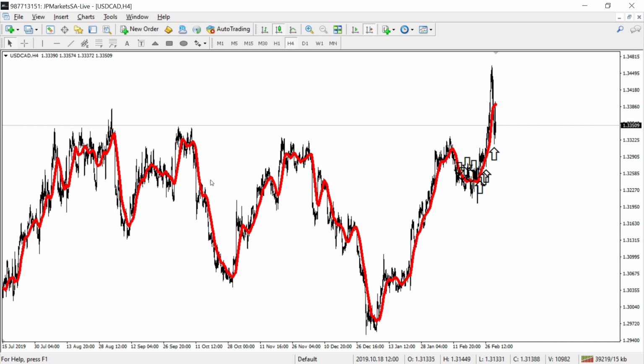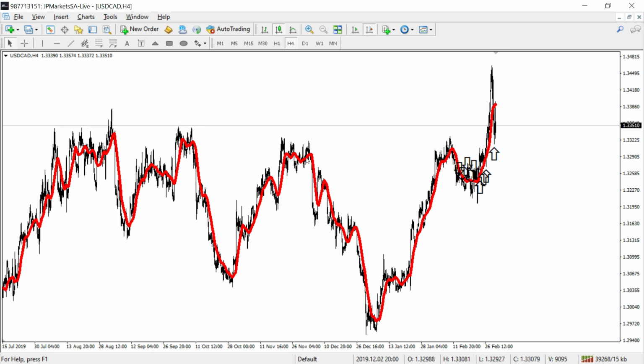You can see on average, as long as the red line is moving downwards, we should be selling, because those are places or points where we find resistance. And when the moving average is tilted upwards, we'll find on average buying areas.